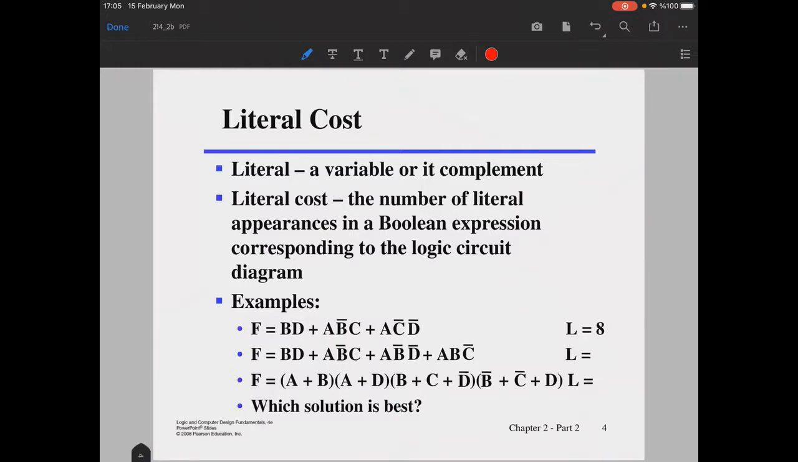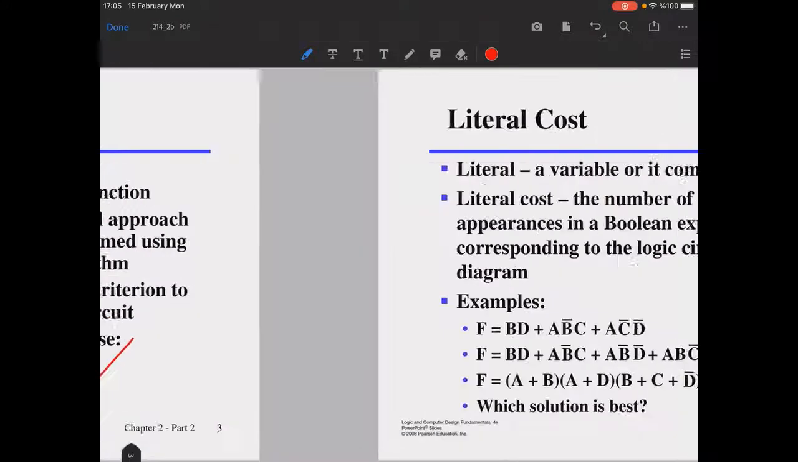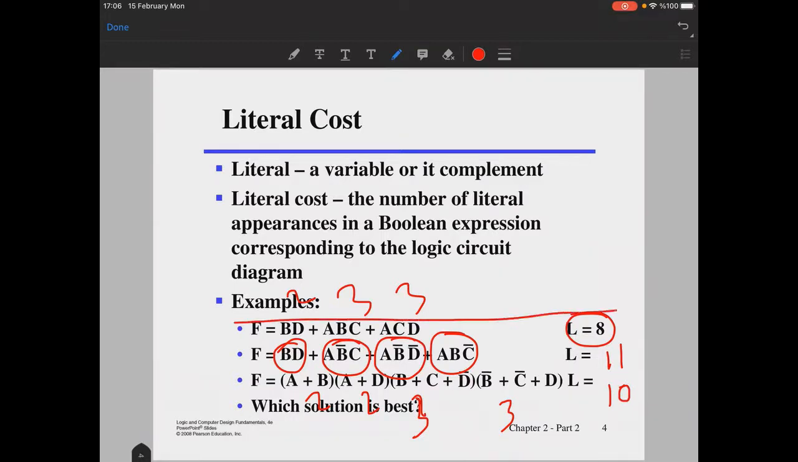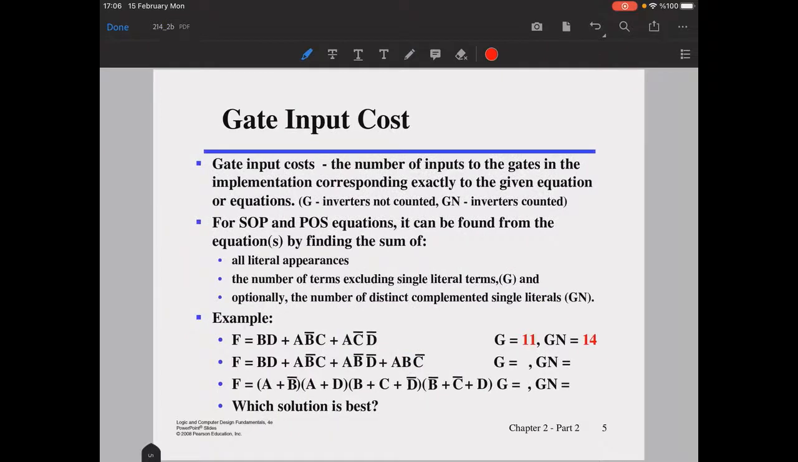As you see here, it's pretty straightforward. You have 2, 3, and you have 8 here. That's it. And how about the next one? 2, 3, 3, 3. What's it? It's 11. And how about the next one? This is 2, 2, 3, 3. It's 10. Yes, it's 10. See, and which solution is best? Of course, this one has the cheapest cost, the cheapest literal cost. Otherwise, it could be different for other types of measures.